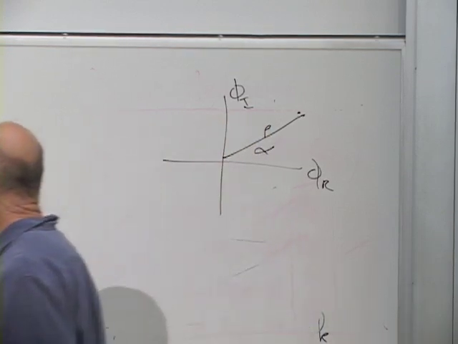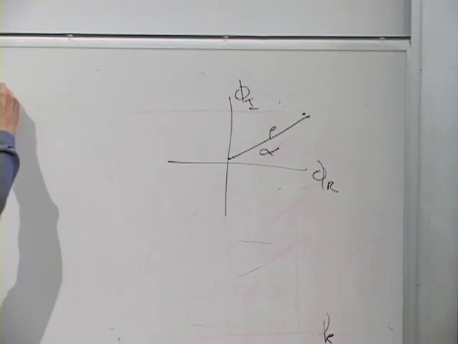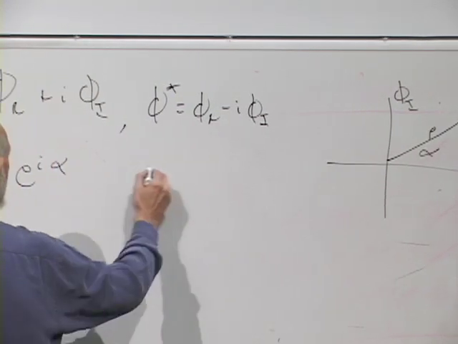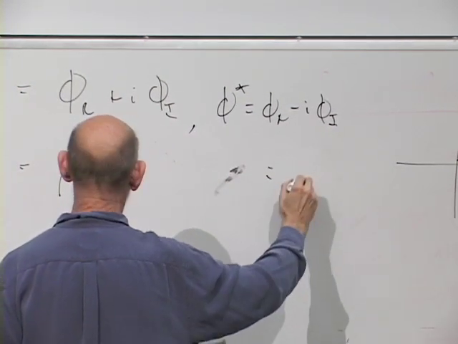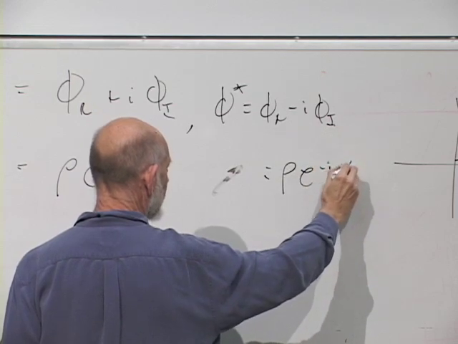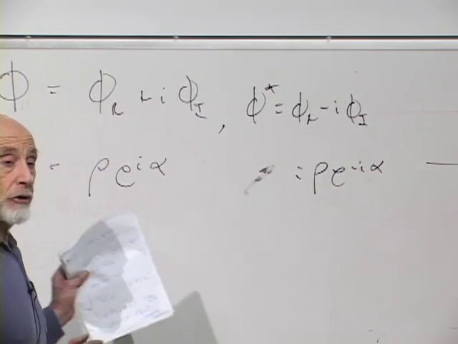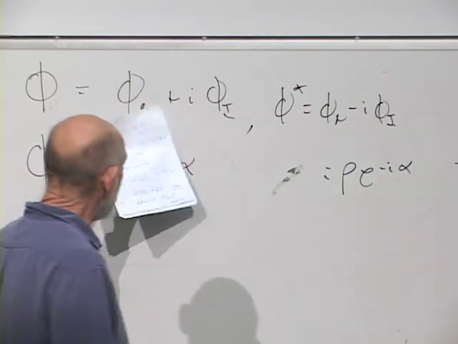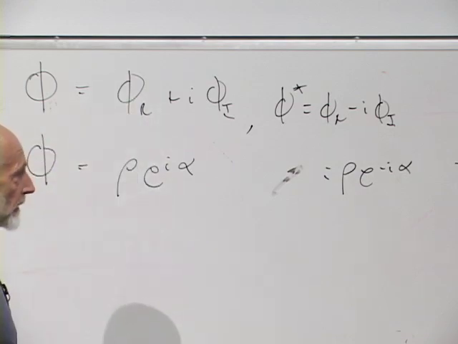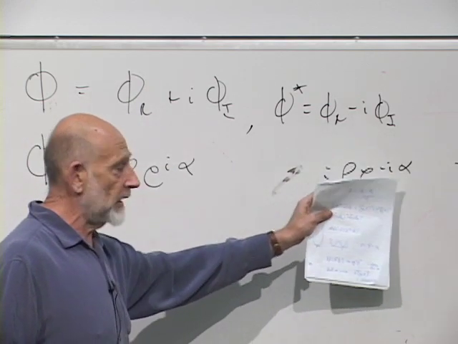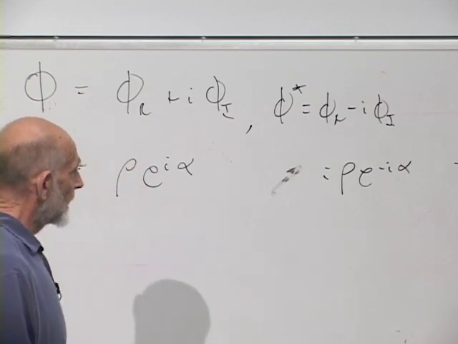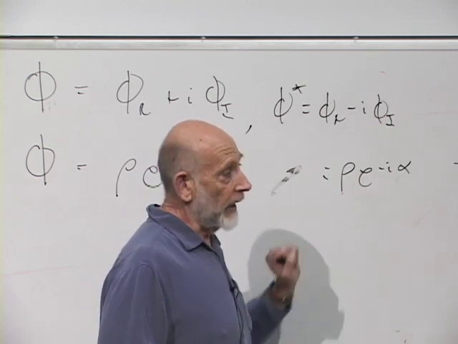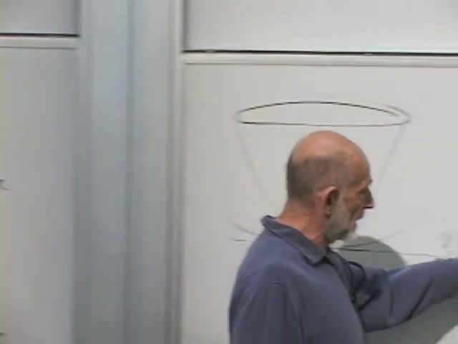Now, incidentally, phi star is of course phi real minus i phi imaginary. And it's also equal to rho e to the minus i alpha. Rho and alpha are functions of position. This is a field, so these are functions of position. And as you can see, in either case, there are two fields, the real field and the imaginary field, or the radial field and the angular field. You might begin to guess about the connection between rho, alpha, and the two kinds of motions that can take place here.